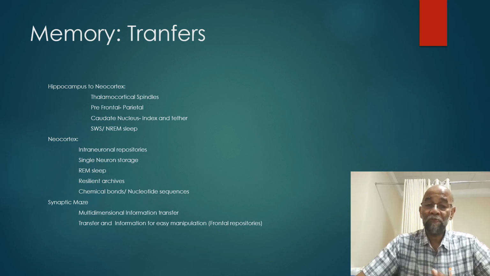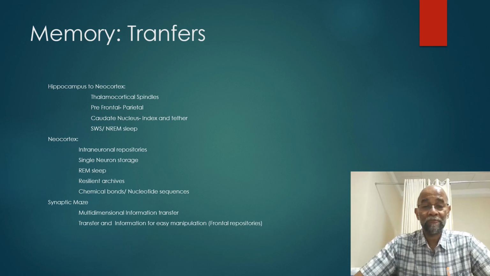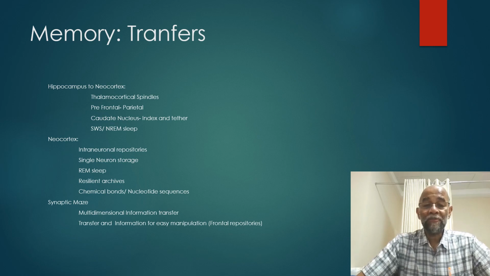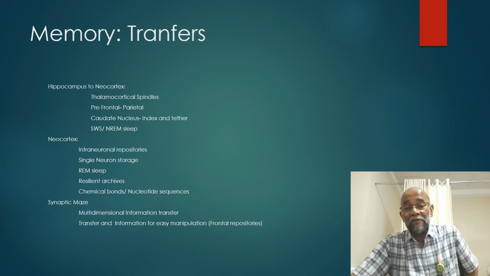Transfer of information from the synaptic maze to intraneuronal repositories occurs in REM sleep. This is when dreams occur, because the information stored inside a neuron churns as new information moves in, and the patient might experience dreaming. The synaptic maze is involved in the information transfer and also in temporary information records. The synaptic maze also stores information in the prefrontal cortex.